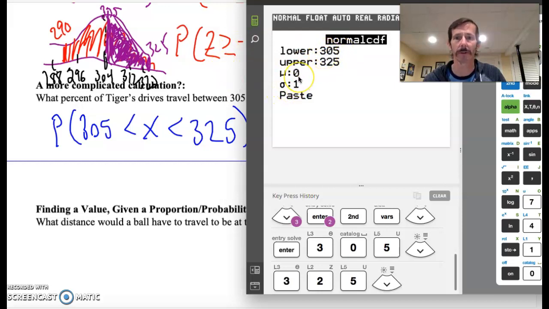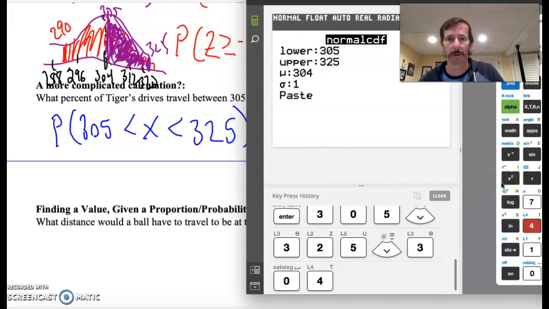So I would have to put in the mean of the distribution, which was 304, and the standard deviation of the distribution, which was 8. So I have to put in the actual values of the mean and standard deviation of the distribution.